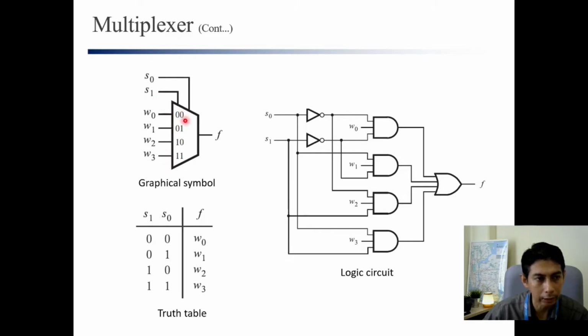But if you have 4 options, you need 2 control bits to represent all 4 options: 0 0 for this one, 0 1 for this one, 1 0 for this one, and 1 1 for this one. And you have F, and this is the simplified truth table of the 4 to 1 multiplexer, and this is the logic circuit, or gate level schematic of the 4 to 1 multiplexer.